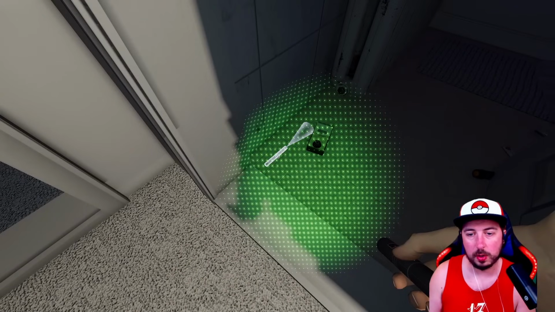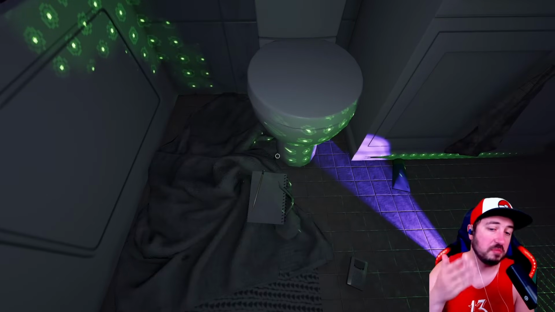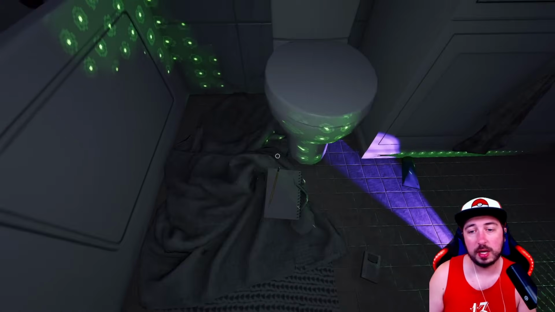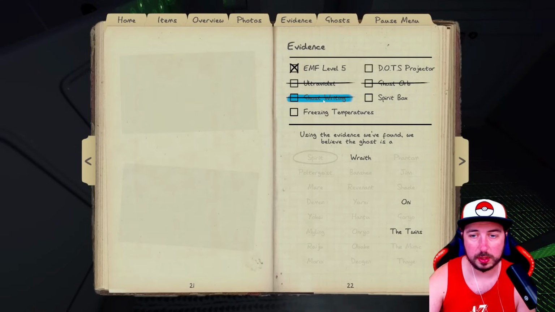This is where, if a ghost throws or closes the book and we do not have ghost writing, we can rule it out. So we know that we can rule out ghost writing.